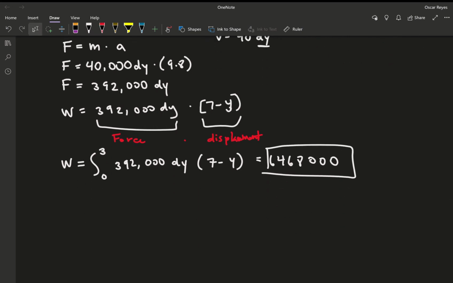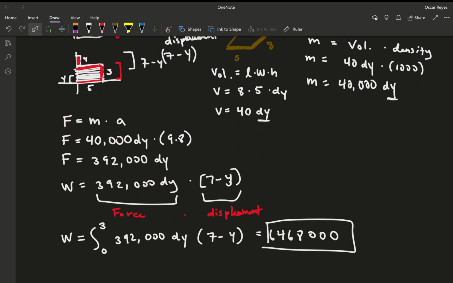So what does that mean? That means that for every single slice in there, to pump it out from 0 to 3, we need about 6,468,000 of work that needs to be done on the tank to empty it. Right? So that's how you can solve that problem.